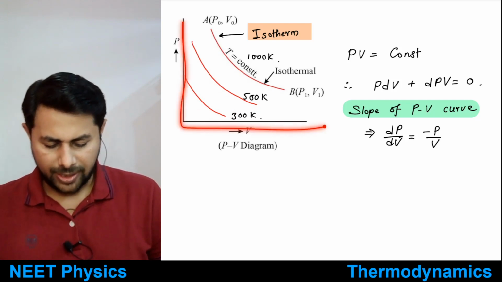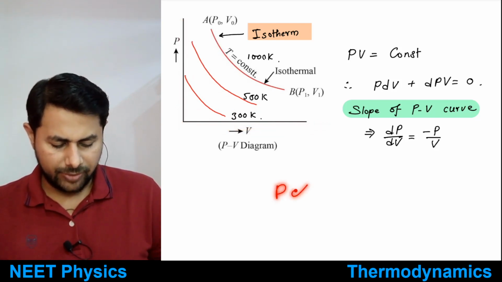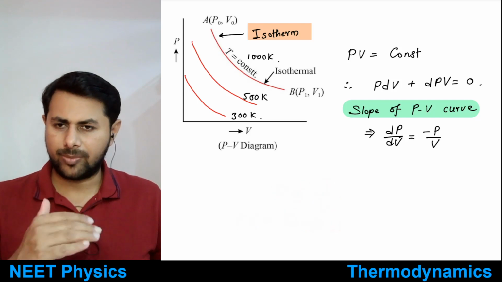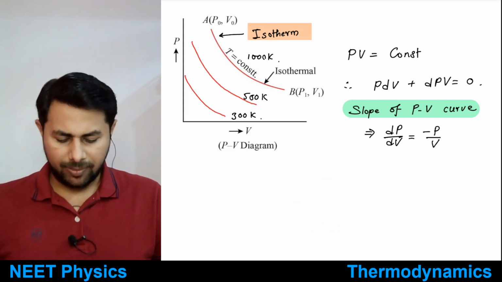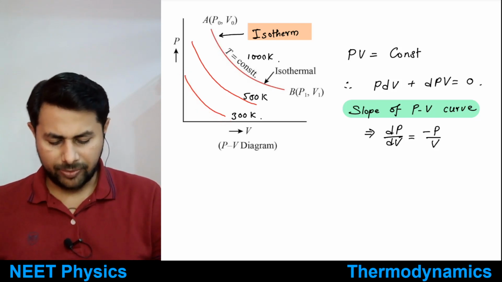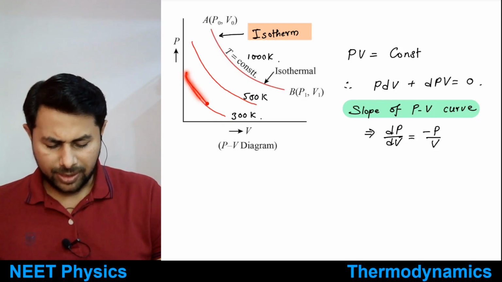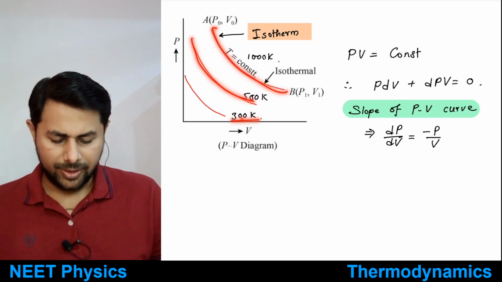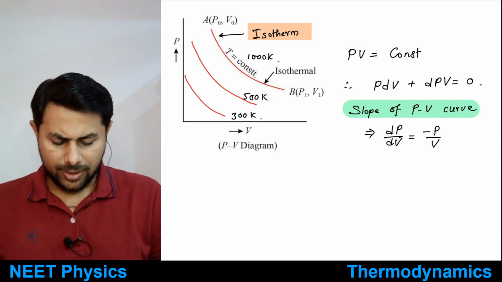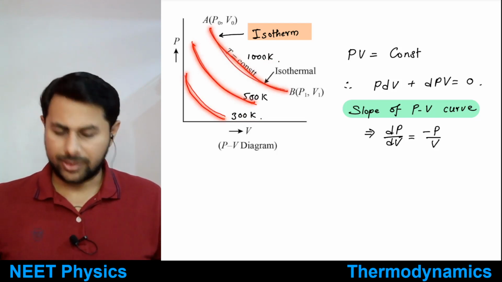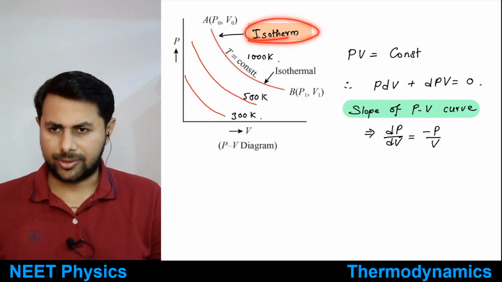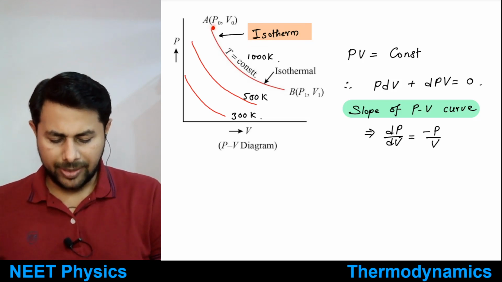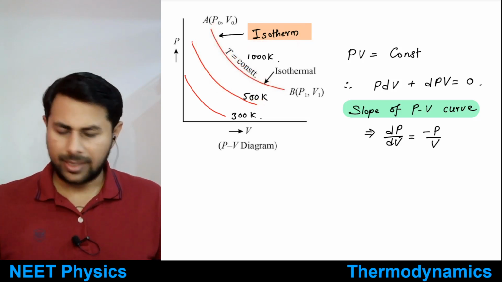If you take a pressure versus volume graph, then you know that pressure is inversely proportional to volume because PV is a constant. If you plot the graph between them, the graph will look something like this. This is the graph at 300 kelvin, this is the graph at 500 kelvin, this is the graph at 1000 kelvin of some system. On all these graphs the temperature remains constant, so these graphs are known as isotherms. Temperature remains constant, that's why these graphs are known as isotherms.